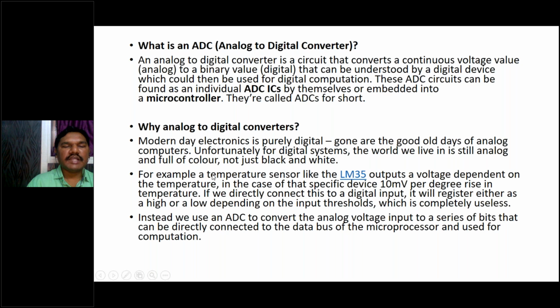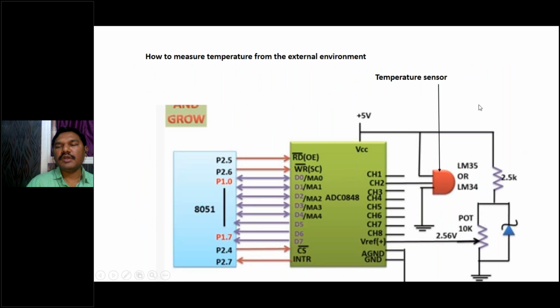For example, a temperature sensor like the LM35 outputs a voltage dependent on the temperature. In the case of this specific device, it is 10 millivolts per degree rise in temperature. Here I am taking, for example, how to measure the temperature from the outside wall, so I am taking this as a temperature sensor. See here, I have taken only one application, and this one application output goes to only one channel.